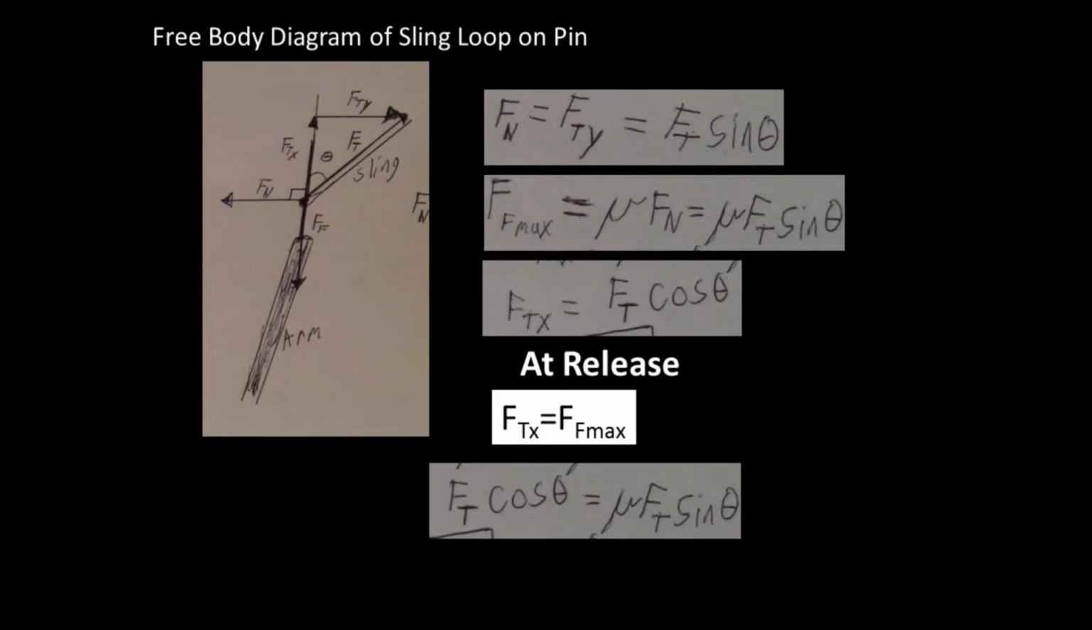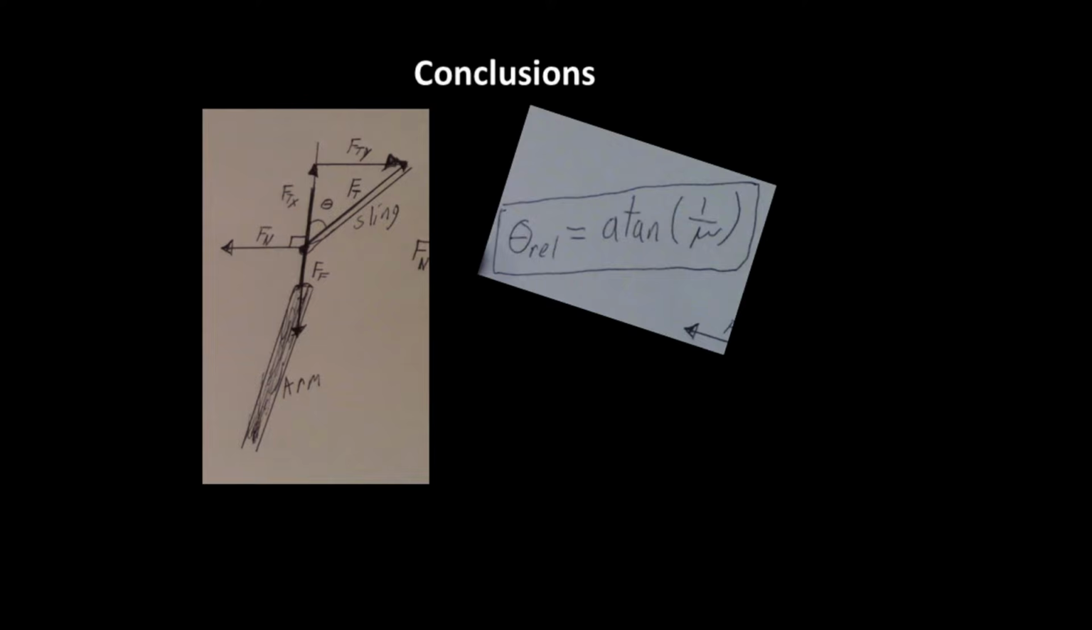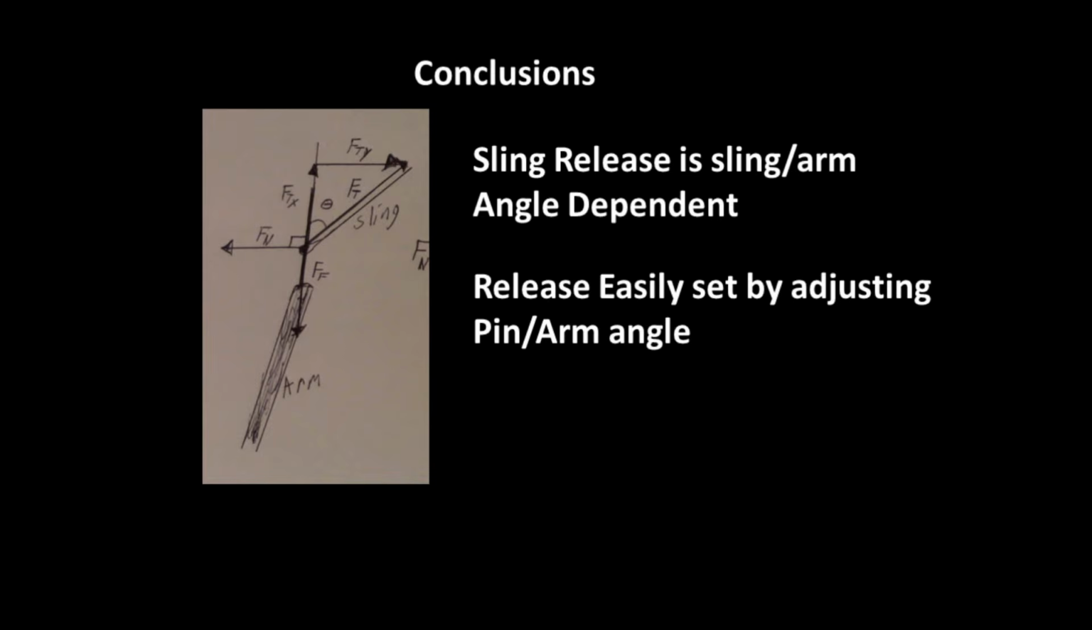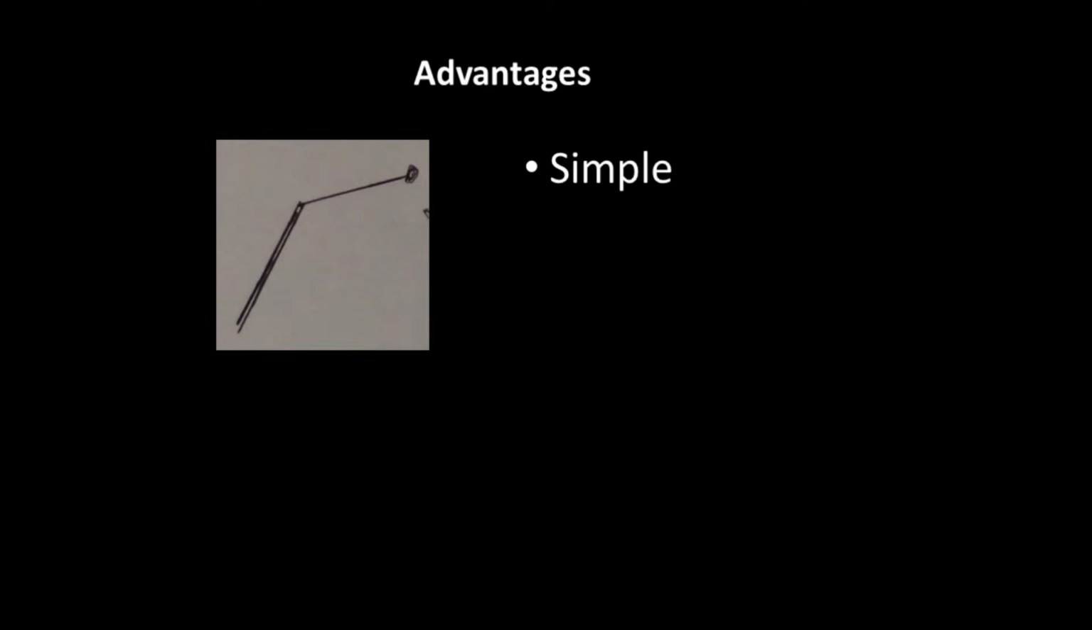Thus we work out the parallel forces to find the critical angle. Looks like the tension drops out and release angle depends only on the coefficient of friction. To summarize, this mechanism yields sling angle triggered releases. The sling release angle can be set by adjusting the pin angle. This has the obvious advantage of simplicity.